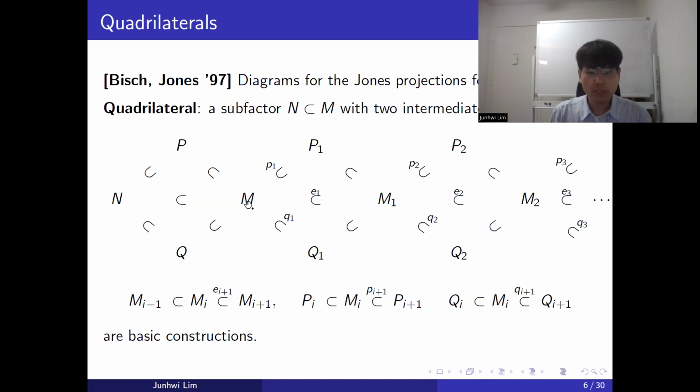And if we iterate the basic construction, we obtain a Jones tower that looks like this. Here, M_{i+1} is the basic construction of M_{i-1} inside M_i with the Jones projection e_{i+1}. Similarly, P_{i+1} is the basic construction of P_i inside M_i with the Jones projection p_{i+1}. And Q_{i+1} is the basic construction of Q_i inside M_i with the Jones projection q_{i+1}.